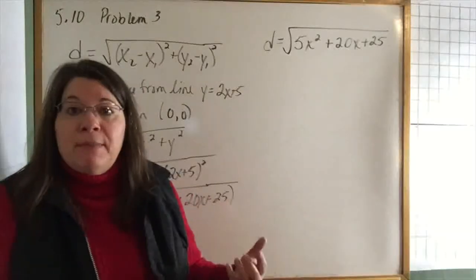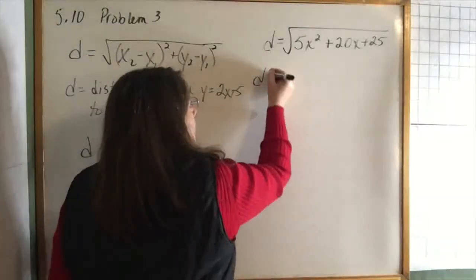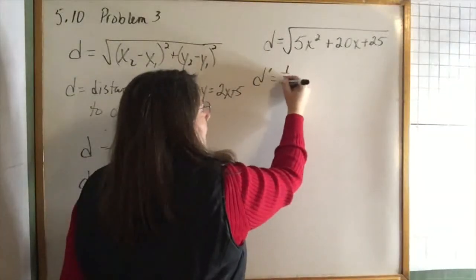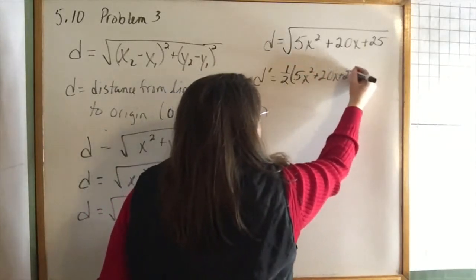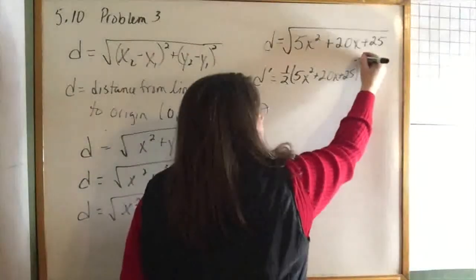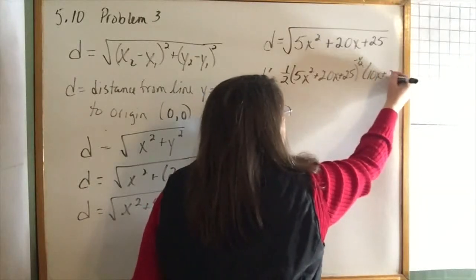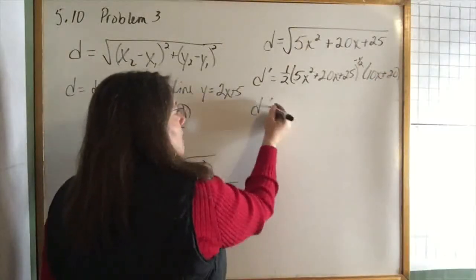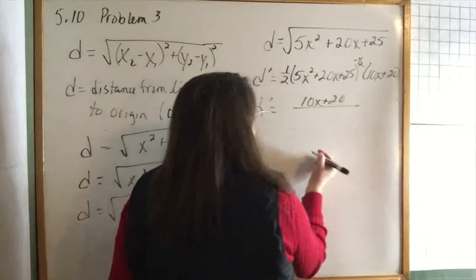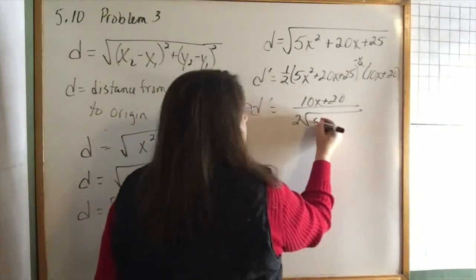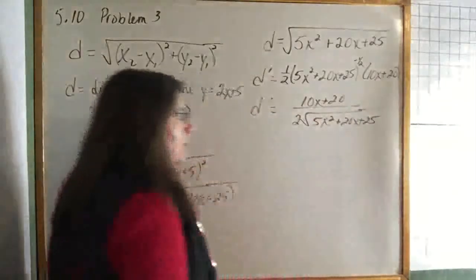If we're going to minimize this equation, we have to take the derivative. That means I'm going to have to use the chain rule, which gives me 1/2 times (5x squared plus 20x plus 25). We keep the inside the same, take it to a negative 1/2, and then take the derivative of the inside, which is 10x plus 20. To simplify a little bit, my d prime is going to be 10x plus 20 on top, and then 2 times the square root of 5x squared plus 20x plus 25 in the denominator.